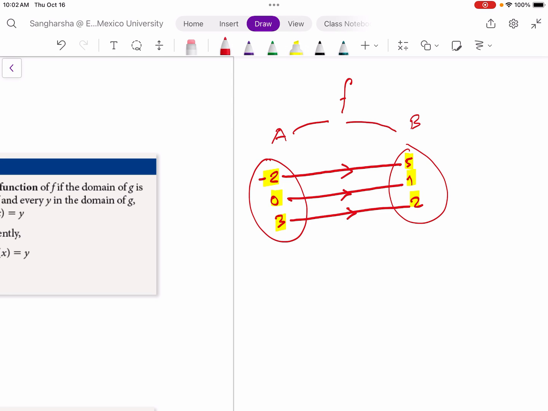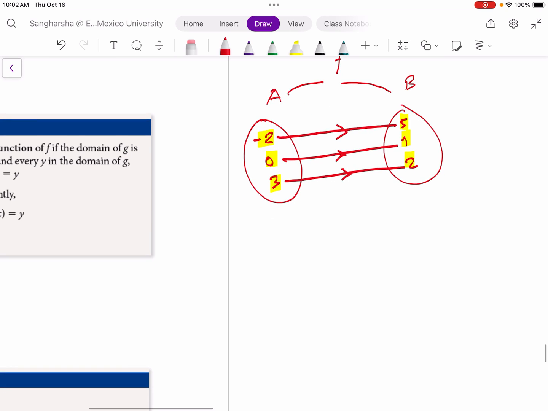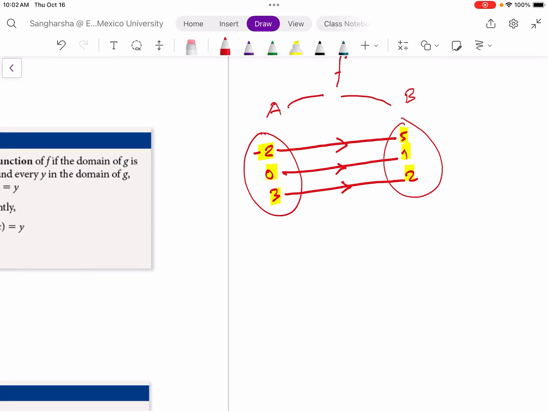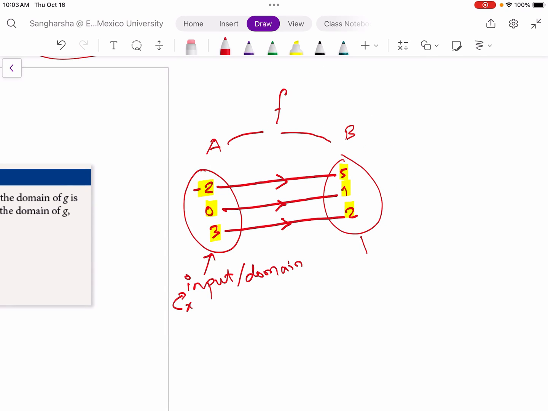Now what do we call the set of every element from set A? We call it input or domain, right? And in general we use x to represent this. In a similar way, every element from set B we call output or range.